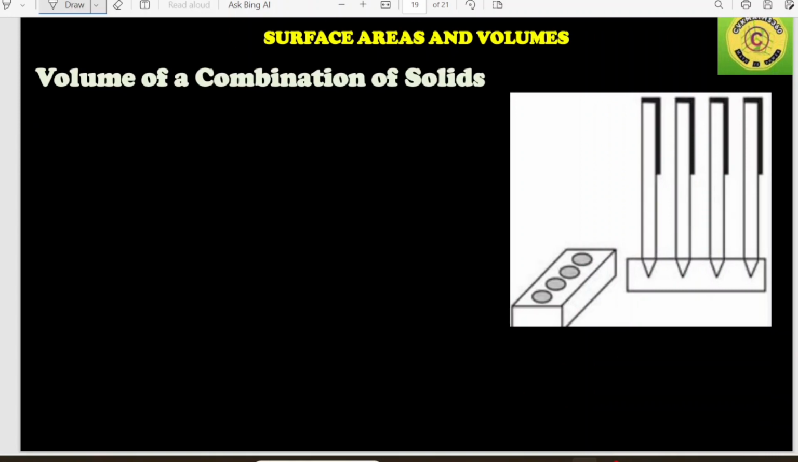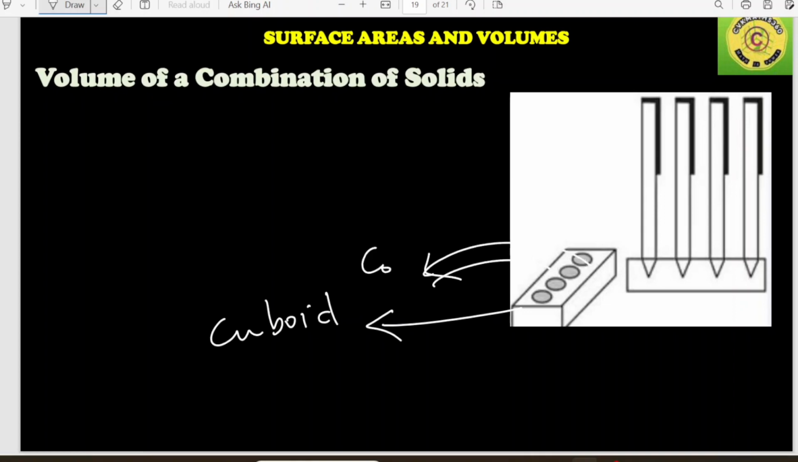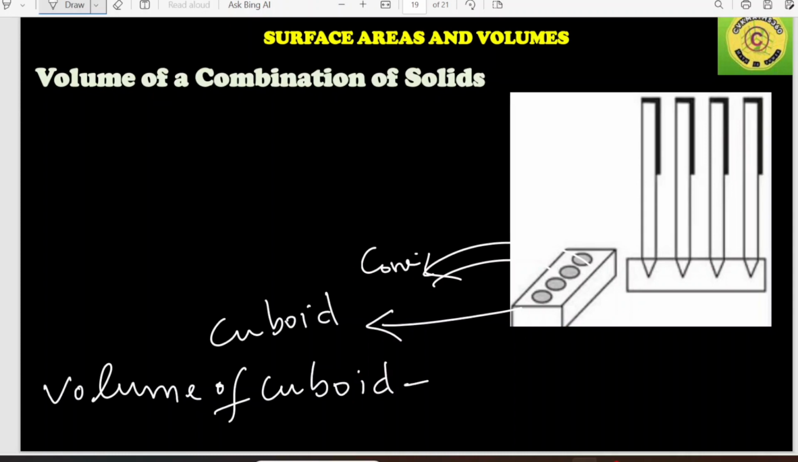Next, the pen stand they have given. So what is the remaining volume? The stand is in the shape of a cuboid, and the holes are conical in shape. What is the remaining volume? So what we need to do is volume of cuboid minus, how many holes will be there? Four holes are there, so 4 into volume of cone. We'll get the resultant.